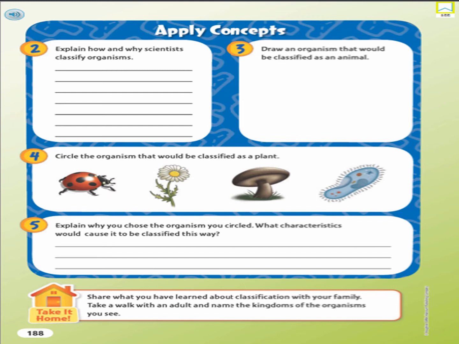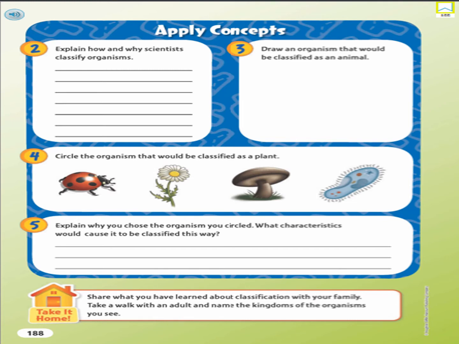Circle the organism that would be classified as a plant. All right, here we have a ladybug, a flower, a mushroom, and an amoeba. You must circle the one that is a plant. Okay. Number 5, explain why you chose the organism you circled. What characteristics would cause it to be classified this way? So what it's asking you to do is, for the choice that you have made, give a reason why you made this choice.